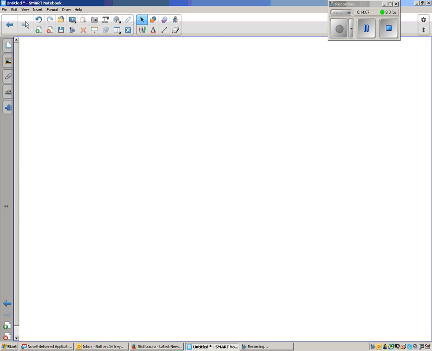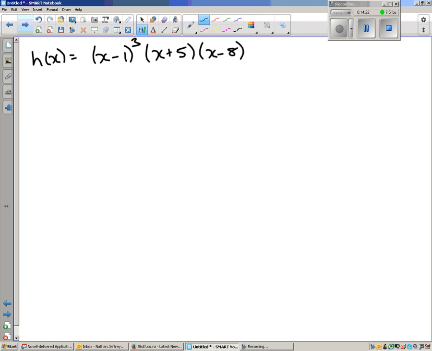And the example we'll look at is if we had the function... Okay. So if we're trying to get a sketch of the function (x - 1)³ times (x + 5) times (x - 8), okay, trying to get a sketch of that, just starting off and sketching would be very, very difficult. So let's break that up first. First thing we want to do, let's state our zeros.